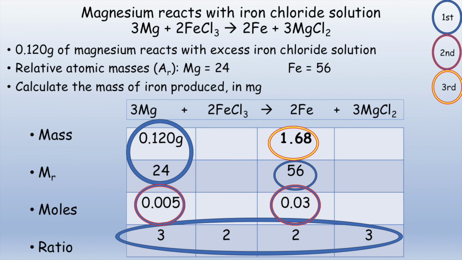But in this question they want it in milligrams, so you need to times it by 1,000 at the end, and it's 1,680 milligrams of iron.